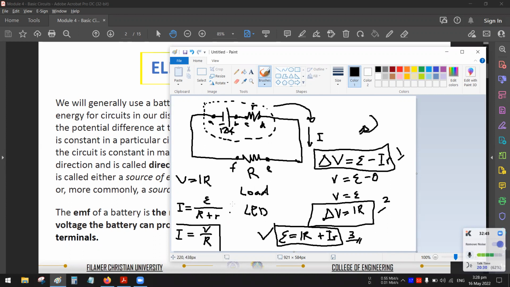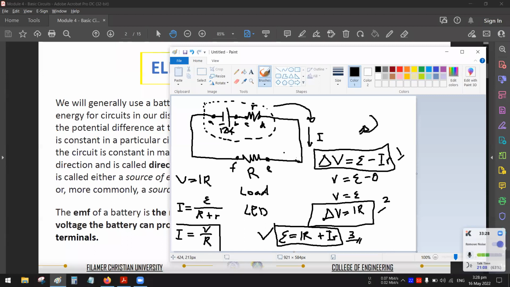So kung titingnan natin, this equation shows that the current in our circuit depends on both the internal resistance and the external resistance natin sa battery. Okay? So if our load resistance is much greater than the internal resistance, as in many real world circuits, we can neglect the internal resistance.